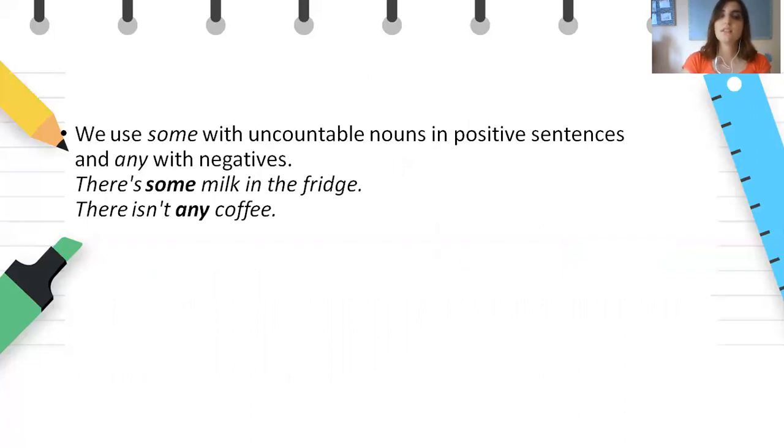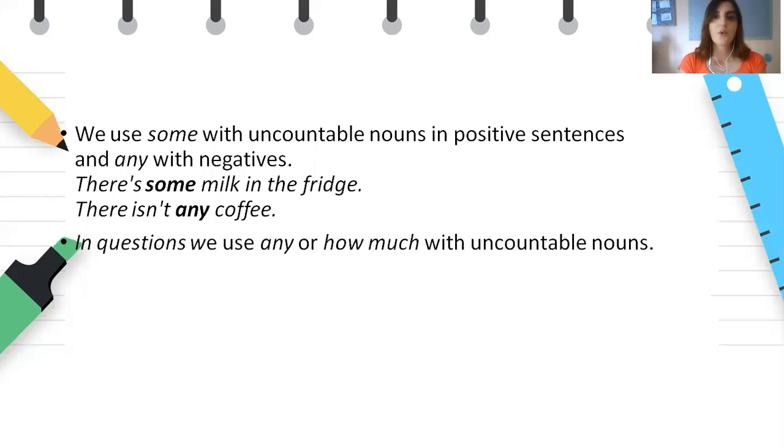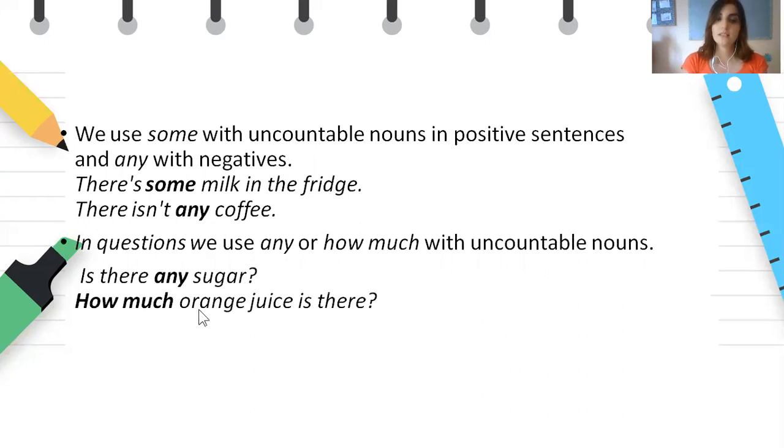We use some with uncountable nouns in positive sentences. For example, there's some milk in the fridge. And any with negatives. There isn't any coffee. In questions, we use any or how much with uncountable nouns. For example, is there any sugar? How much orange juice is there?